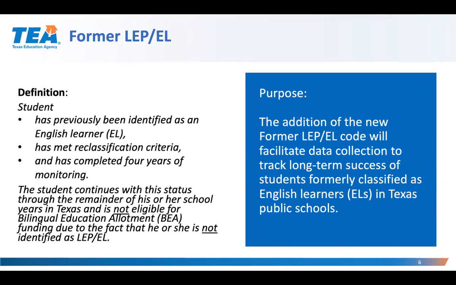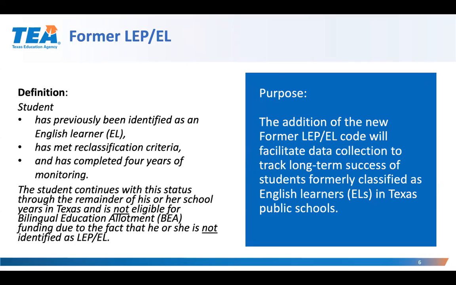So why has this code been added? Well, the addition of this new former LEP/EL code is to facilitate the data collection to track long-term success of students formerly classified as English learners in Texas public schools. By adding in the former LEP/EL code, we're able to see how individual students progress after exiting program services and after their years of monitoring. Additionally, we're able to track the overall progress of our bilingual and ESL programs at the campus level, the district level, and across the regions and the state.